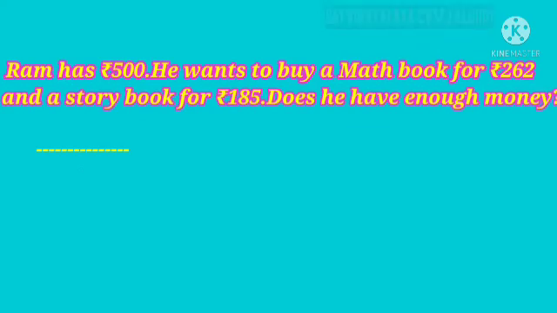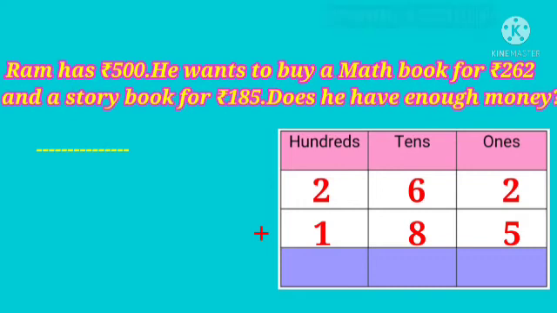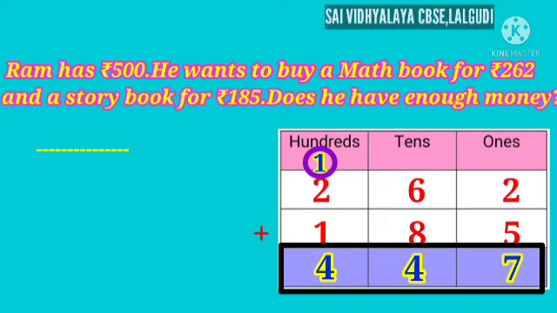Shall we do it? First, add the cost of math book and a story book, that is rupees 262 plus rupees 185. Now we will add this. 2 plus 5 is 7. Write 7 in ones place. Next, 6 plus 8. 6 plus 8 is 14. 4 to be written down and 1 is carried over to the next digit, that is hundreds place. 1 plus 2 is 3. 3 plus 1 is 4. Total amount is rupees 447.